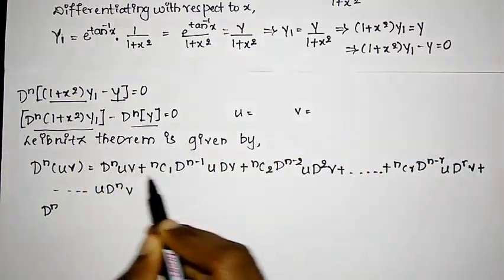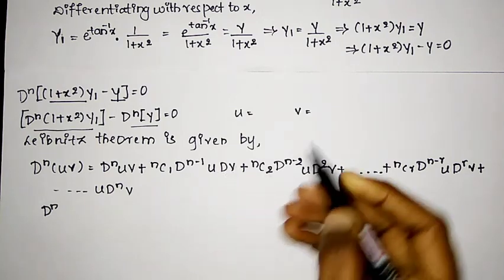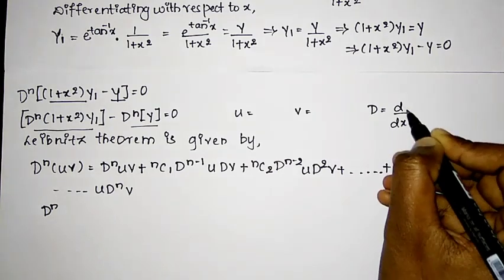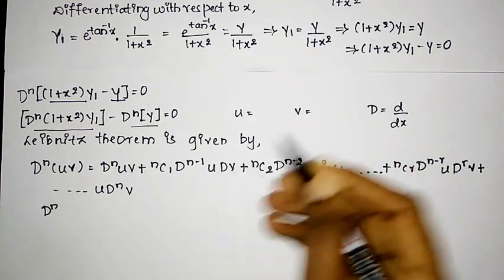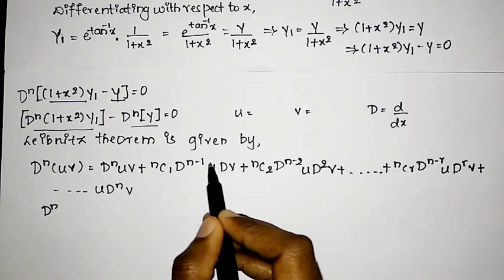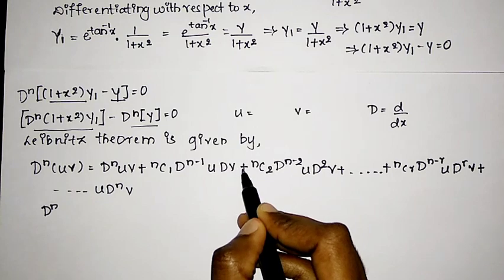So as we can observe, u into D into v. Here the capital D is nothing but d by dx, which means you need to apply the differentiation. If you take u equal to 1 plus x square and v equal to y1, then it keeps on derivating.